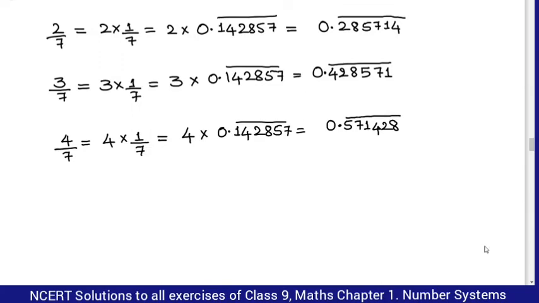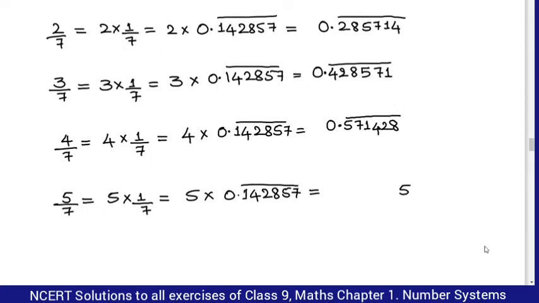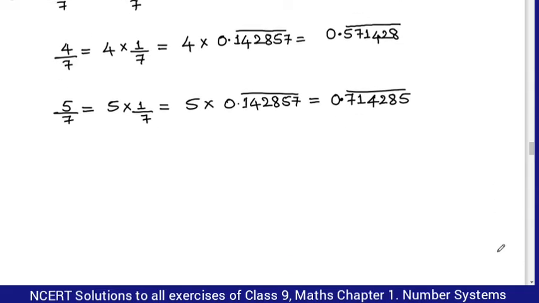Again 5 by 7, which is equal to 5 into 1 by 7, which is 5 into 0.142857. Multiply these two numbers, then we will be getting 7, 1, 4, 2, 8, 5. That is 0.714285 whole bar.